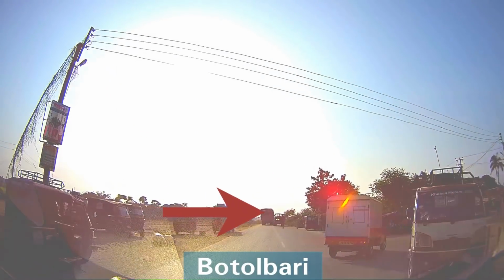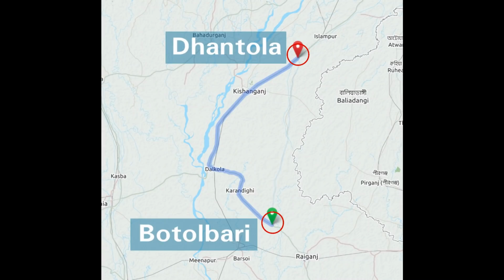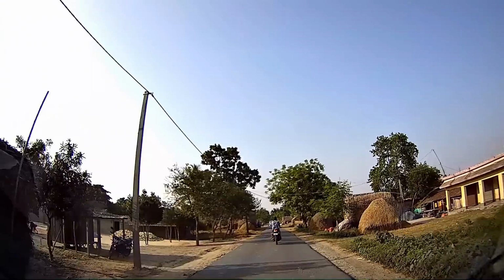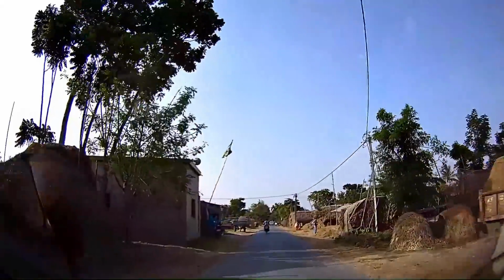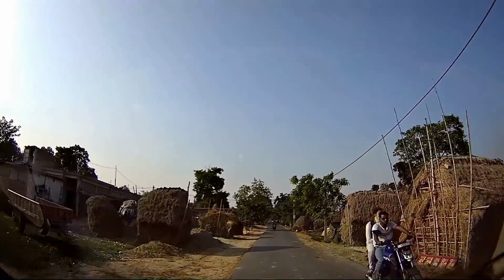From Botolbari, the second option to reach Dhantala is to take the so-called Bengal to Bengal road. This road lies entirely within the state of West Bengal, unlike the route via Dalkhola, which briefly enters Bihar. However, please be warned that Bengal to Bengal road is not even a state highway. It is basically an interconnected network of rural roads. The roads are narrow. It passes through numerous villages and has many sharp turns.